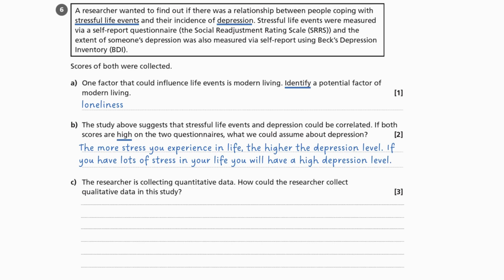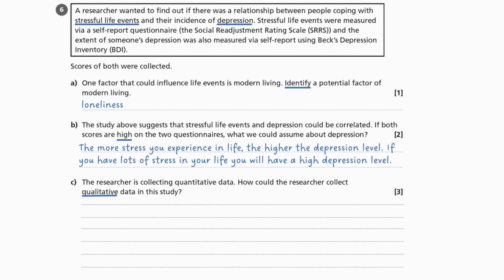And then question number C says the researcher is collecting quantitative data. How could the researcher collect qualitative data in this study for 3 marks? So if you go back to the scenario, you can see that they collected quantitative data because they would have got a score for the stressful life events, and then they would have got a score for the Beck's depression inventory. So that's quantitative data. So you need to convert that into qualitative, so how you can get more words.